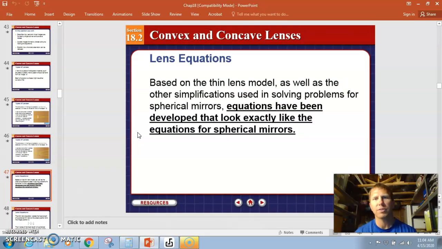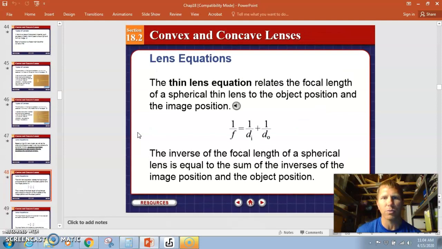Okay, now in terms of some math, there's going to be a thin lens equation which is going to look exactly like the equation that we used for the curved mirrors, and that is 1 over f equals 1 over di plus 1 over do. Remember that f is the focal length, in this case of the lens, di is the distance of the image from the lens, and do is the distance to the object, such as a light source, from the lens.